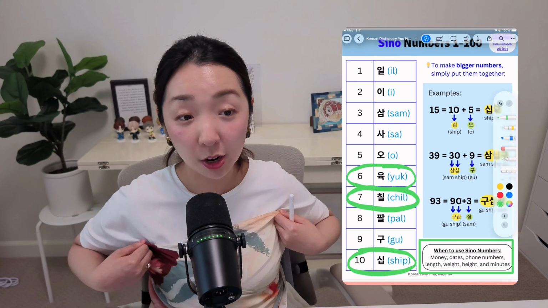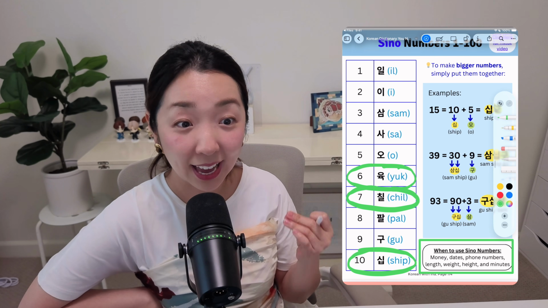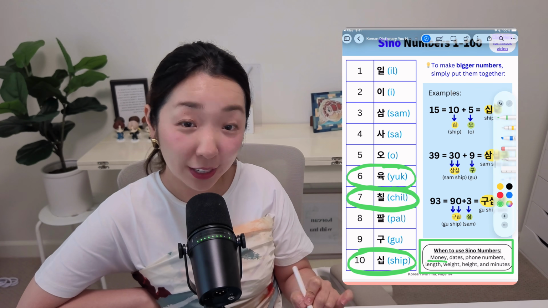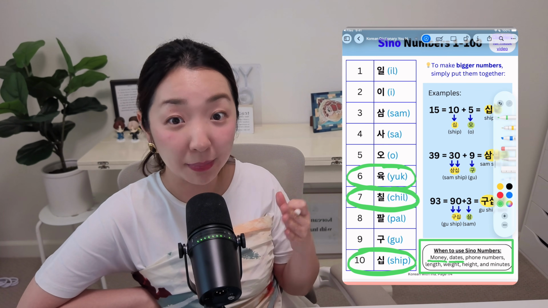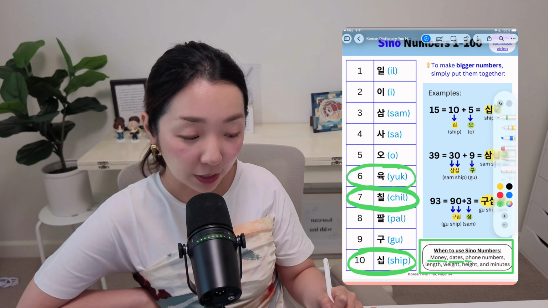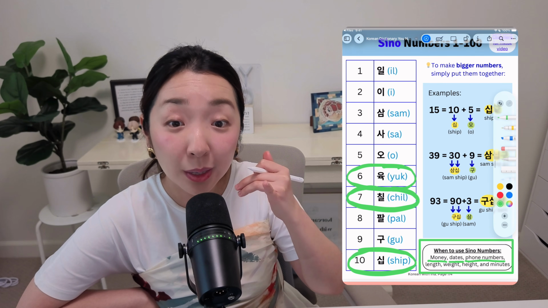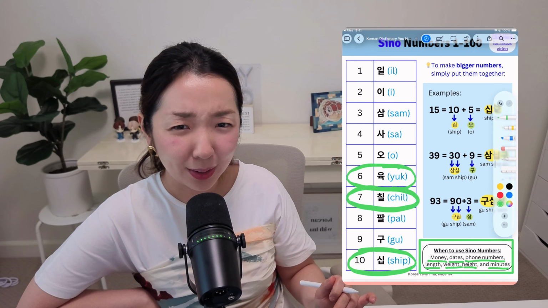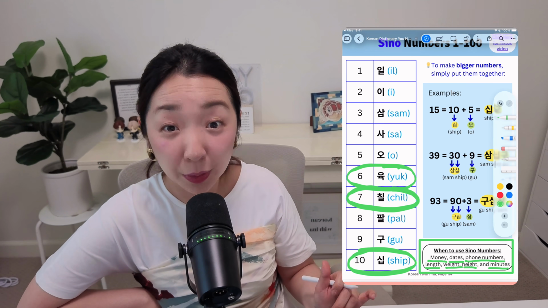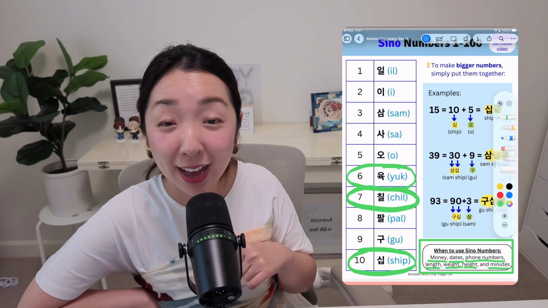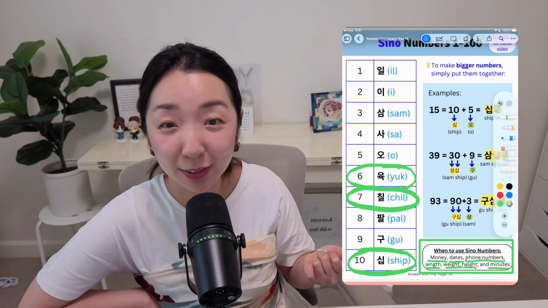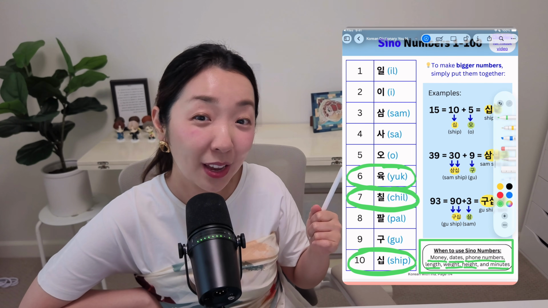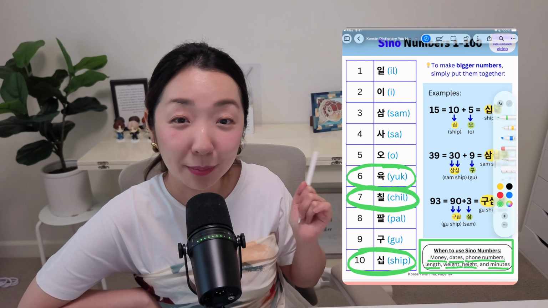So again, this was part of our song. So let's sing again. We use it for money. We use it for dates. I'm talking about like month and what date today is. We use it for phone numbers, length, weight, height, and minutes. And you're like, wait. Not the hours? No, just the minutes. Hours we count with native numbers. I know that one's hilarious. I'm like, wait, we gotta know both. So if you know how to tell time in Korean, you pretty much have mastered numbers in Korean.